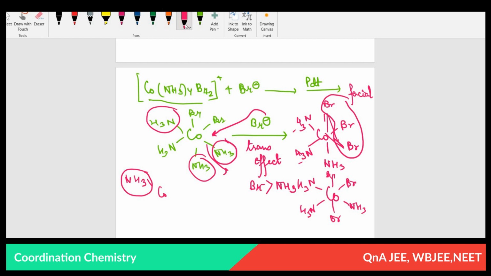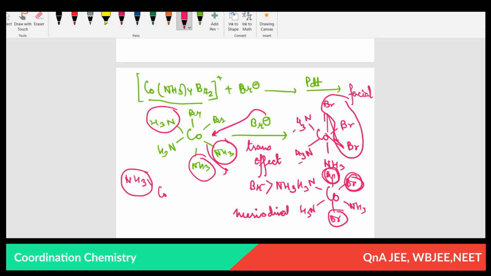And when two similar ligands are next to each other and the third similar ligand is at a position leaving one position after it, I repeat once again, when two bromine ligands are next to each other and one of the bromine ligands is occupying a position leaving one position later, which is this one, that is called the meridional isomer.